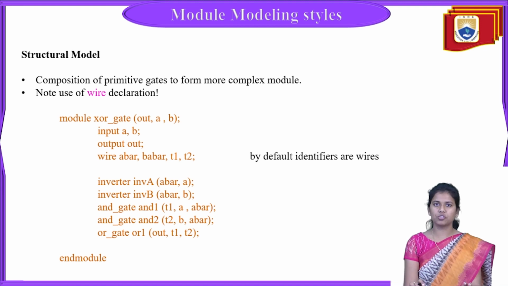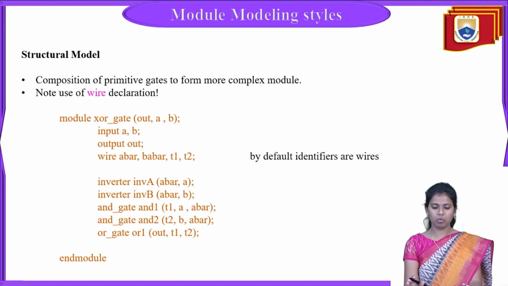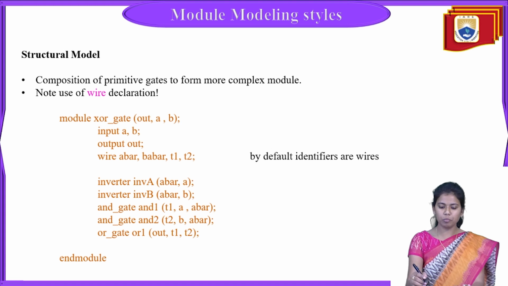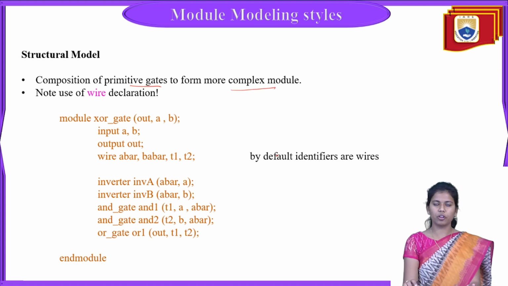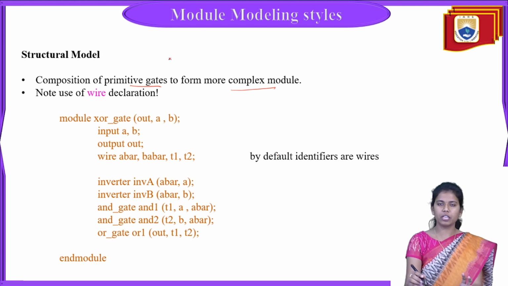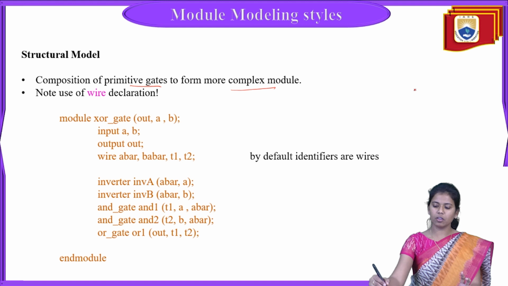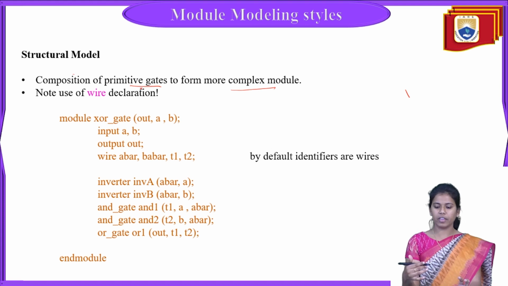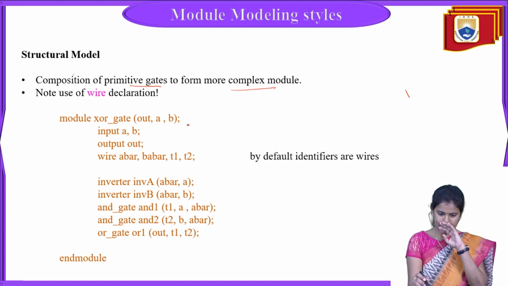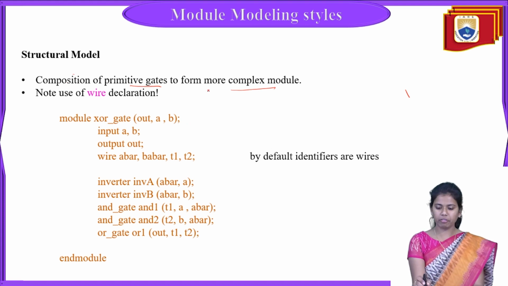Coming to the structural model. What is the structural model? The structural model is a composition of primitive gates to form more complex models. That means you cannot use only one gate; you can use more than one gate. It is a composition of the primitive gates to form more complex modules.